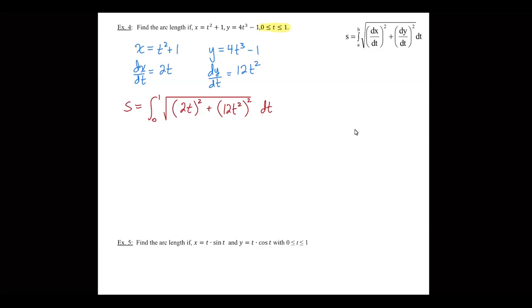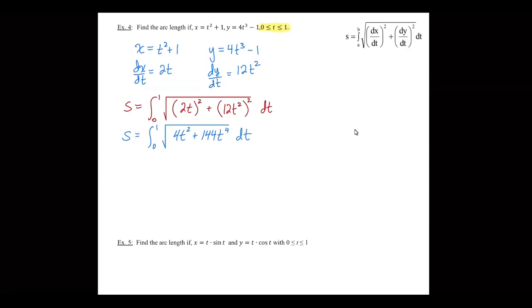I'm not always going to ask you to do stuff by hand, but I will sometimes, and you won't know under what circumstances I'm going to ask you to find an integral or a derivative by hand. So you've got to be prepared in all situations. I'm just going to go through this one by hand and play it all out. So we're looking at 4t squared plus 144t to the 4th dt.